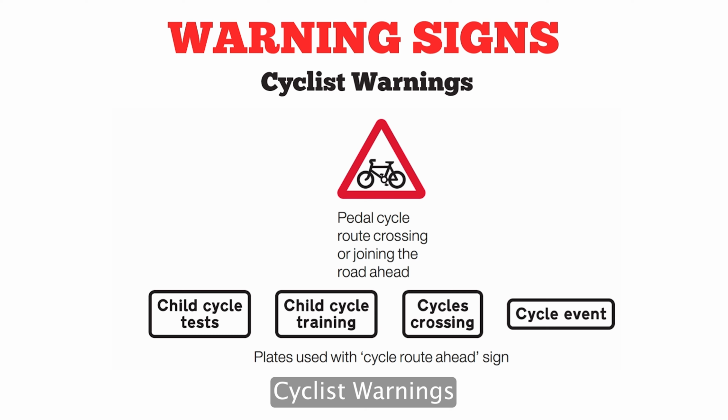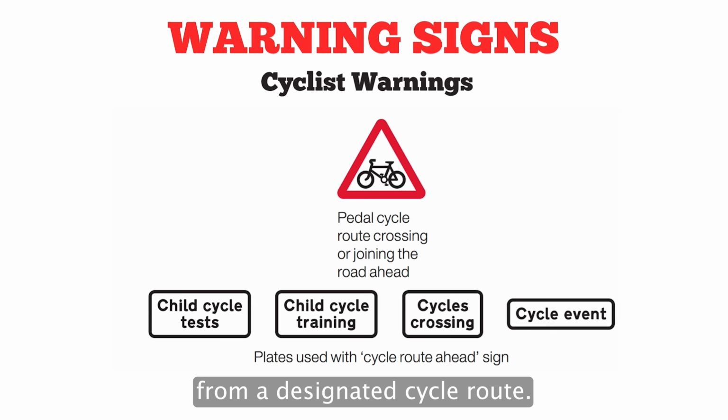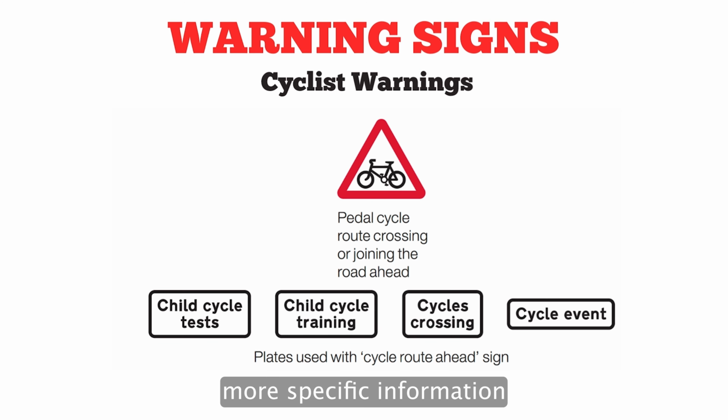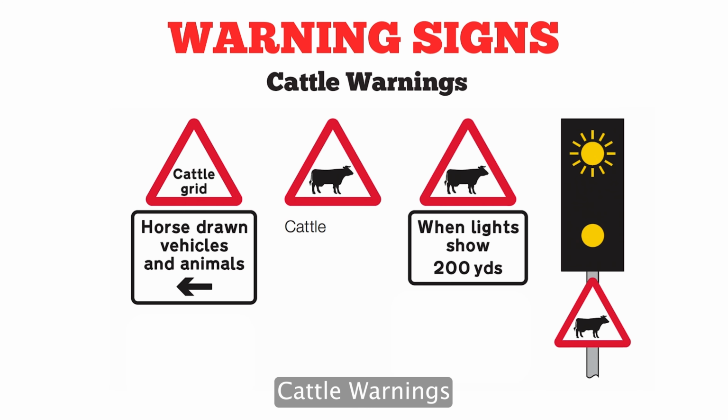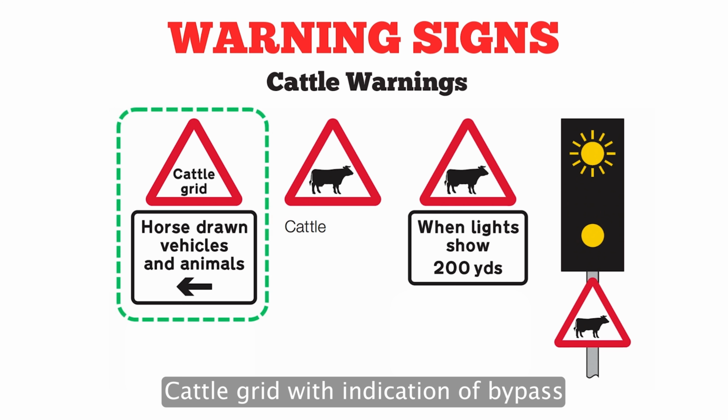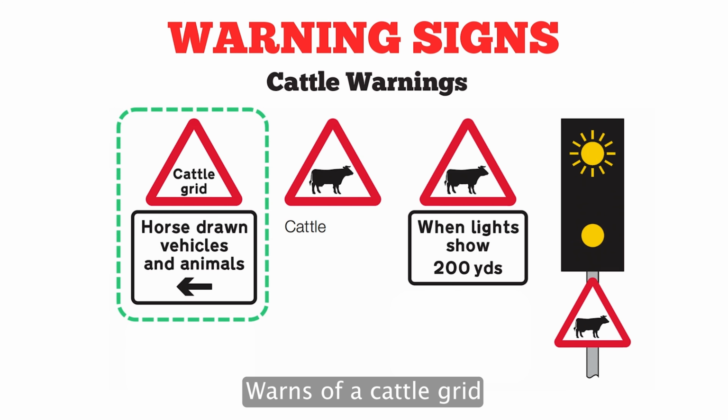Cyclist warnings. Pedal cycle route crossing or joining the road ahead alerts drivers to cyclists merging onto the road from a designated cycle route. Plates used with cycle route ahead sign. Additional signs provide more specific information about cyclist presence. Cattle warnings. Cattle grid with indication of bypass for horse-drawn vehicles and animals warns of a cattle grid and shows an alternative route for horses or livestock.